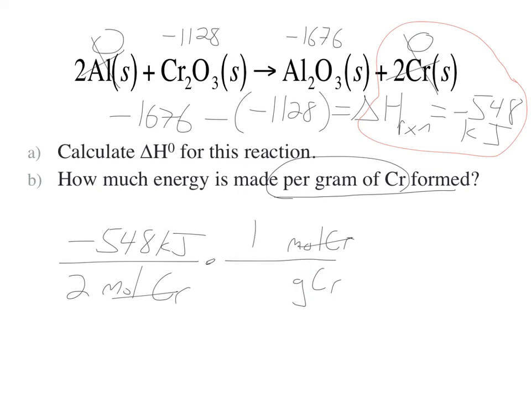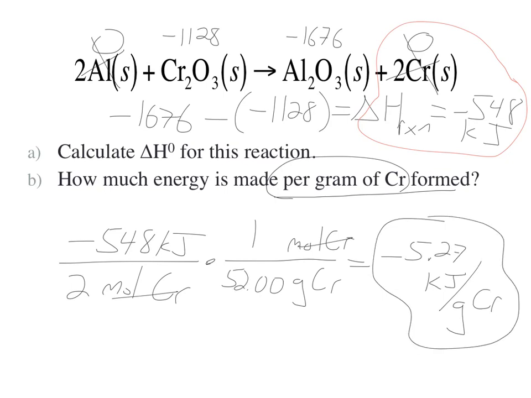1 mole of chromium is 52.00 grams. And that's going to give me negative 5.27 kilojoules per gram. And we have to specify here, this is for chromium. It would not be the same kilojoules per gram of aluminum or aluminum oxide. This is just the chromium. So we just got to be careful with our units, our coefficients, and some molar masses, and we can convert any of these energies into moles and grams and use them with stoichiometry as well.